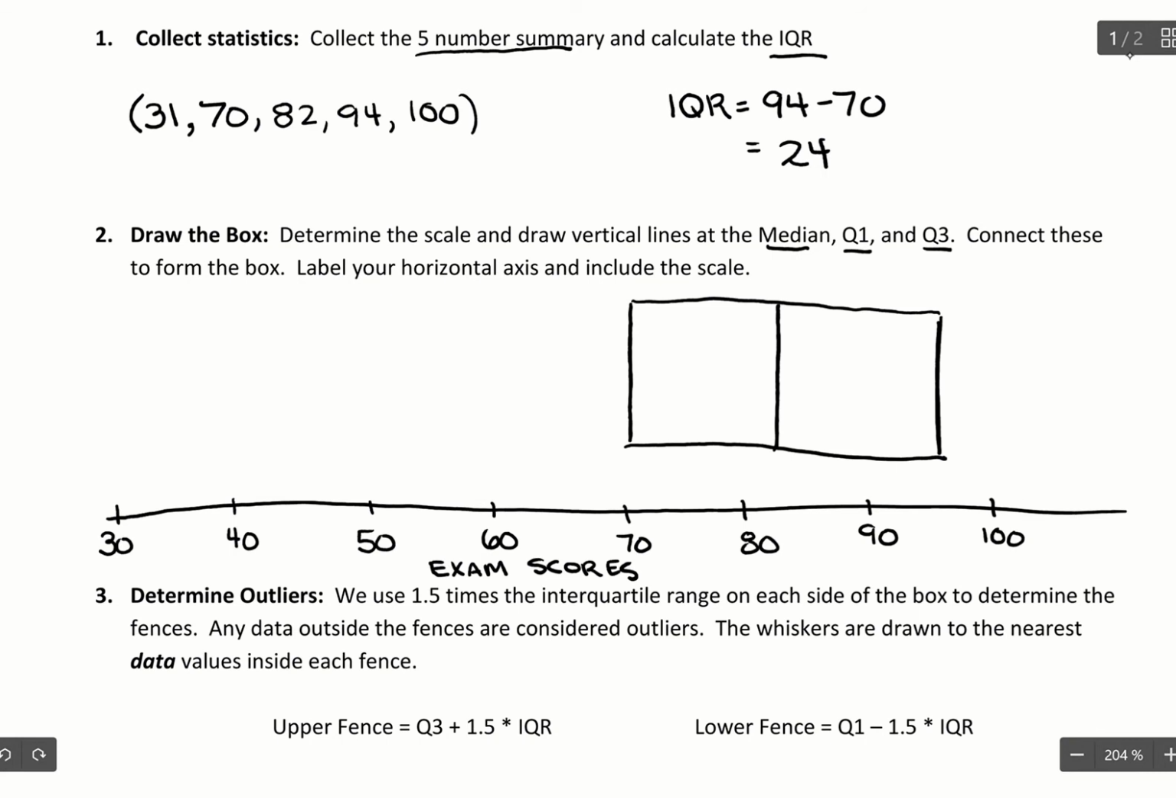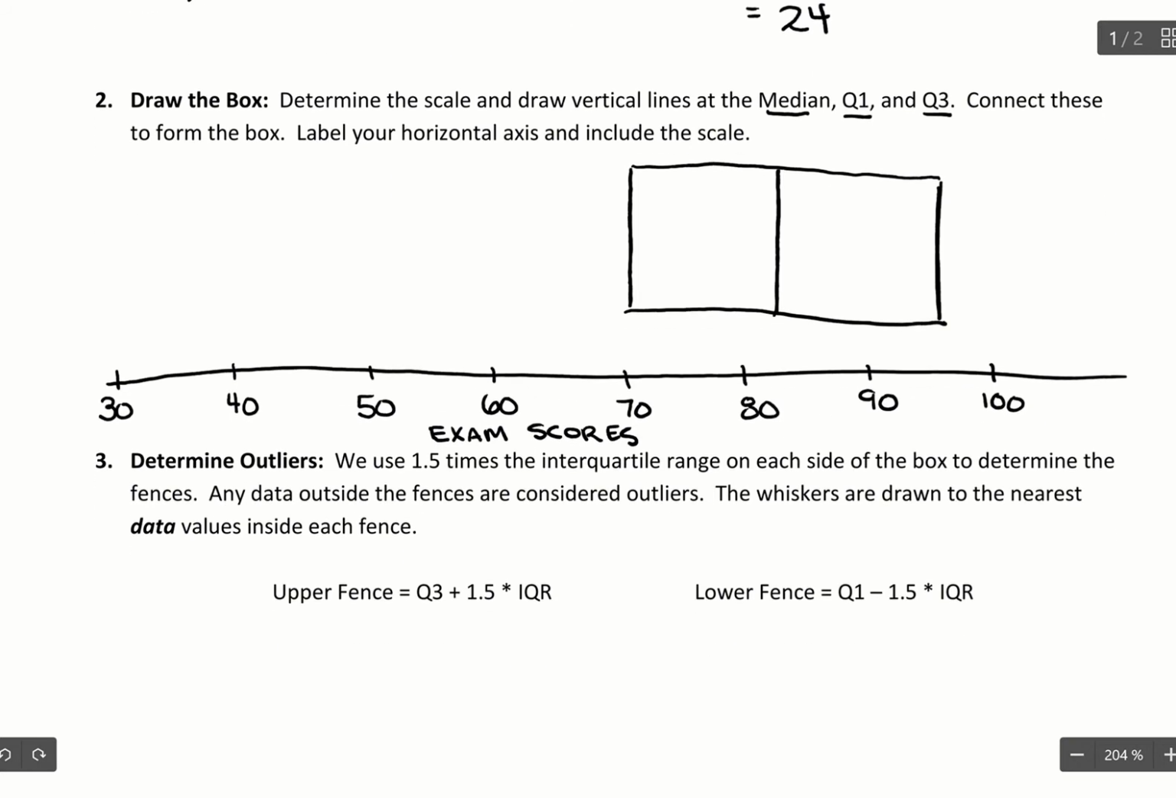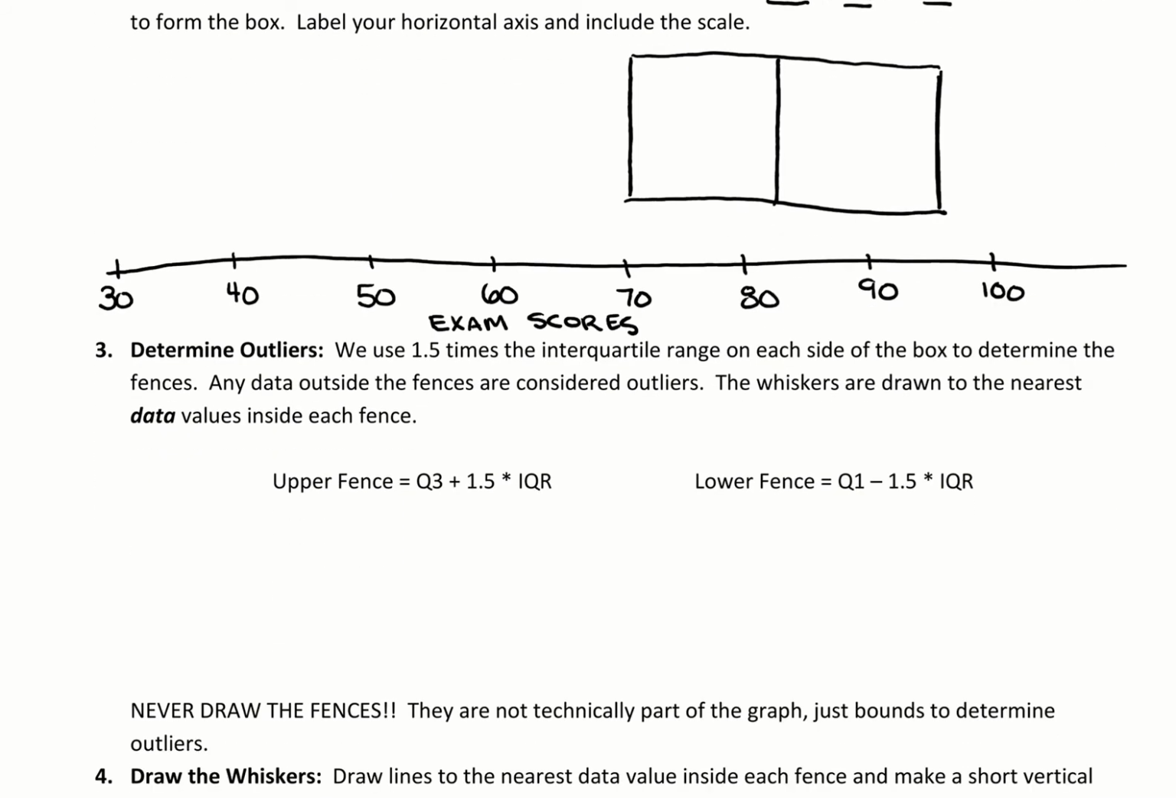Now, before we can get to the whiskers part of it, so this is the box part, and then we want to draw the whiskers, we need to see if we have outliers or not. And to test if we have outliers, we need to use the interquartile range along with our quartiles. So for the upper fence, what we do is we take Q3 and add on 1.5 times our interquartile range. So for our scenario, we're taking 94 plus 1.5 times 24. And remember your order of operations here. You have to multiply that 24 by 1.5 first, and then add it to 94.